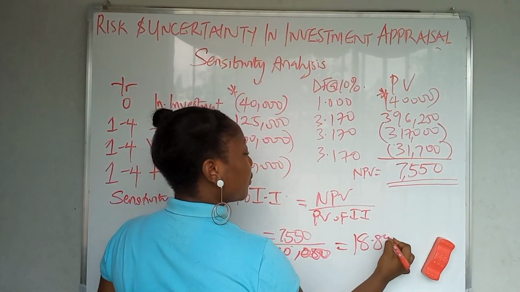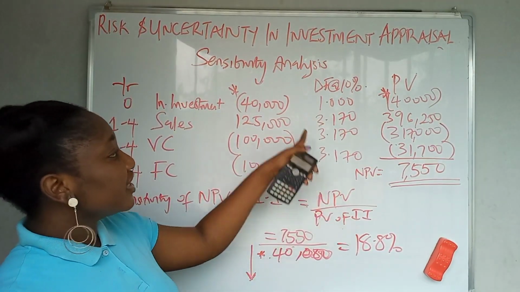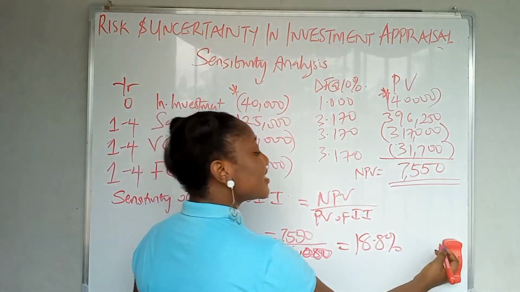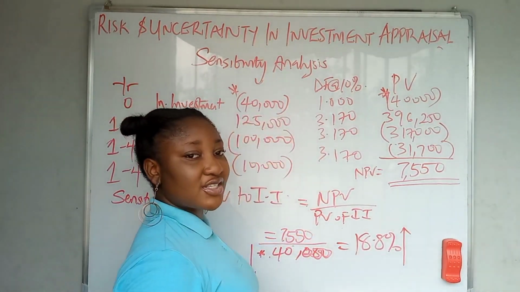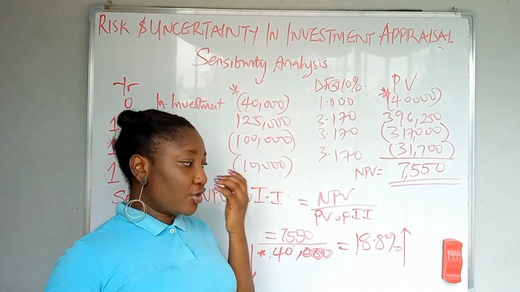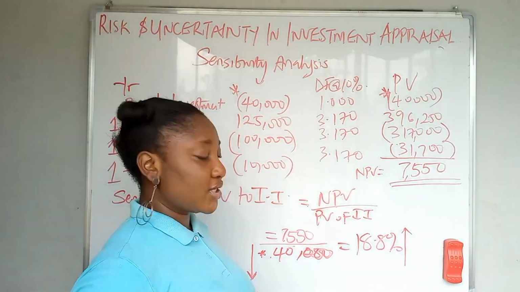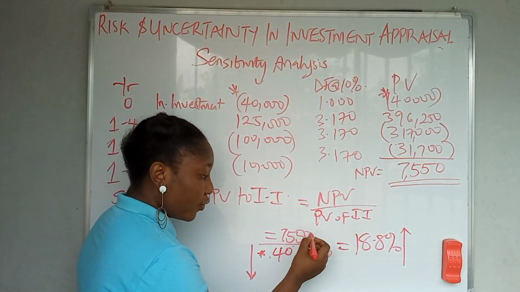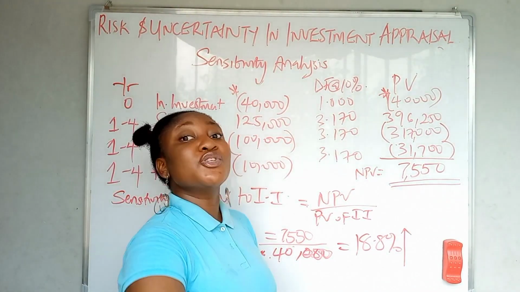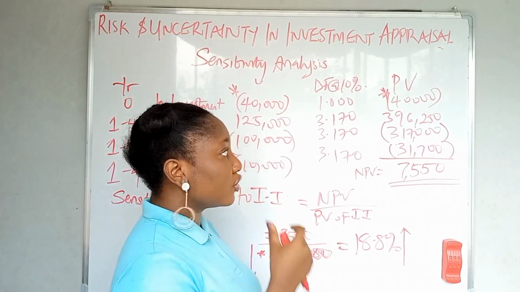So how will you interpret this one? You will say that if the initial investment reduces, if you don't have to invest much, you're not going to be bothered. But if this initial investment increases by 18.8%, the NPV will be 0. Then if it increases beyond 18.8%, the NPV will be negative and the project will become non-viable.